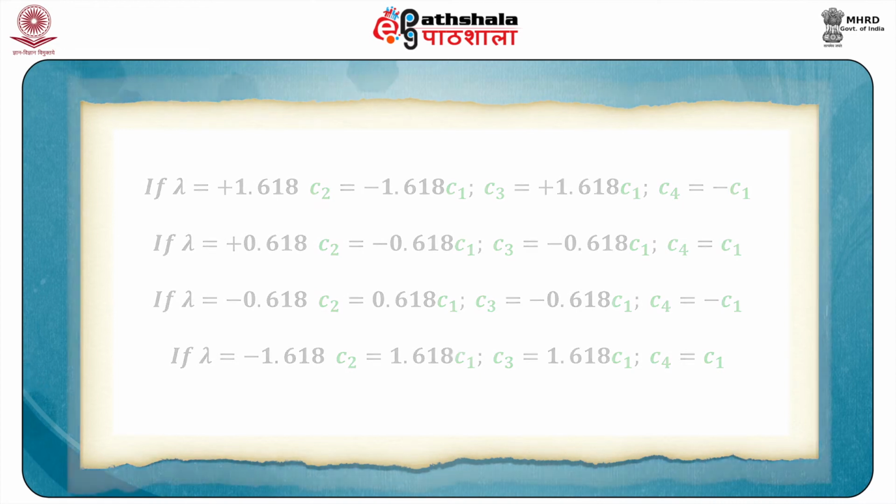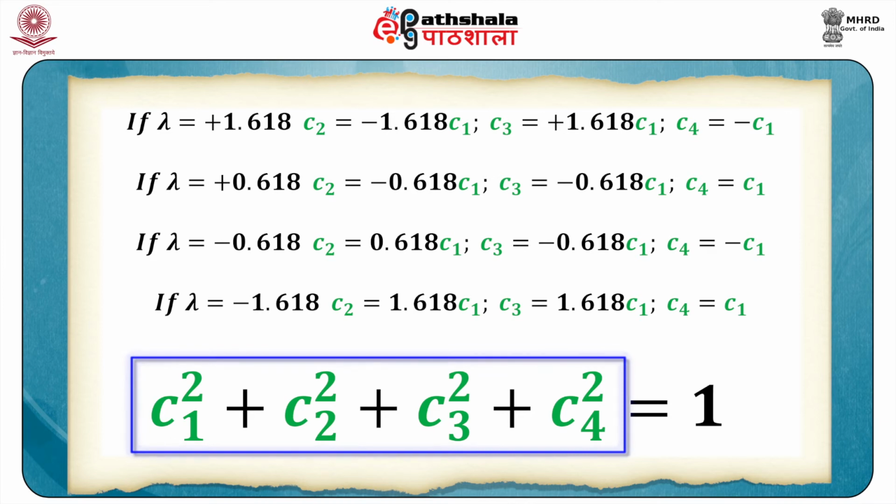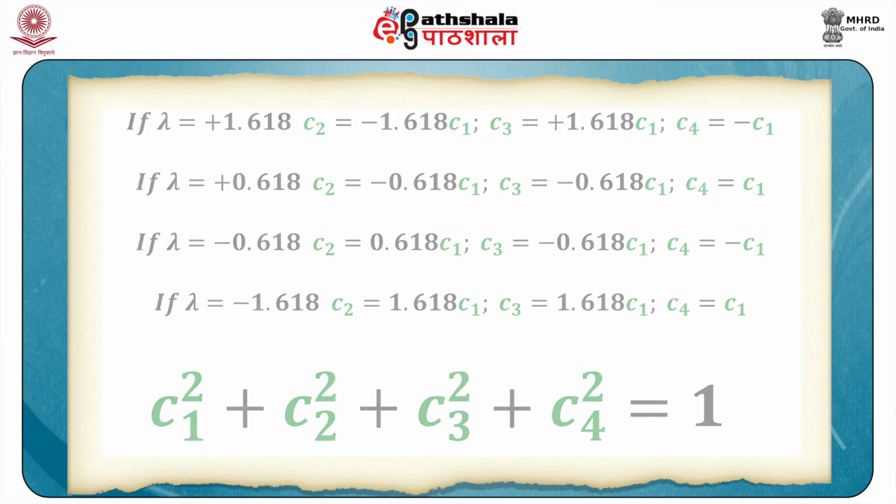And since we also know that the sum of the squares of these coefficients for any molecular orbital is equal to unity, that means C1 square plus C2 square plus C3 square plus C4 square is equal to 1, then using this equation and the corresponding relationships between the coefficients obtained above for each lambda value, we can get the exact values of the coefficients C1, C2, C3, C4 for each of these molecular orbitals.